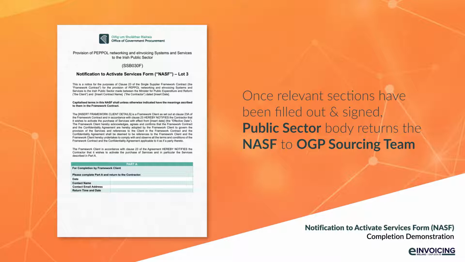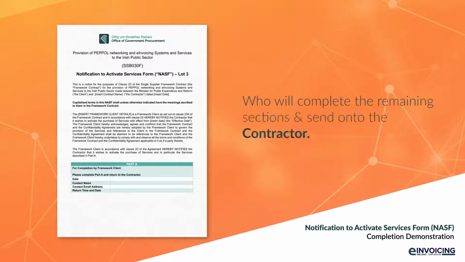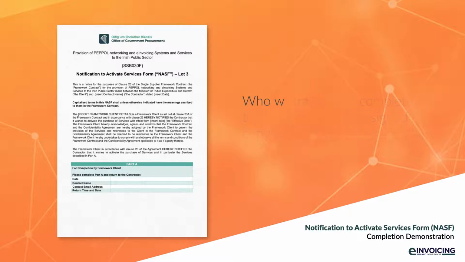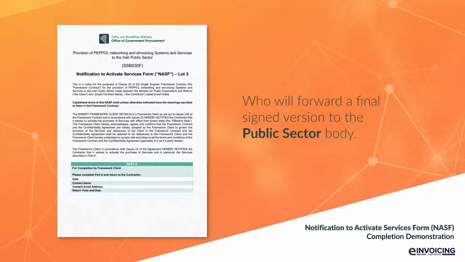Once the relevant sections have been filled out and signed, the public sector body returns the NASF to the OGP sourcing team, who will complete the remaining sections and send on to the contractor. The contractor will complete the form and return a signed copy to OGP sourcing, who will forward a final signed version to the public sector body.